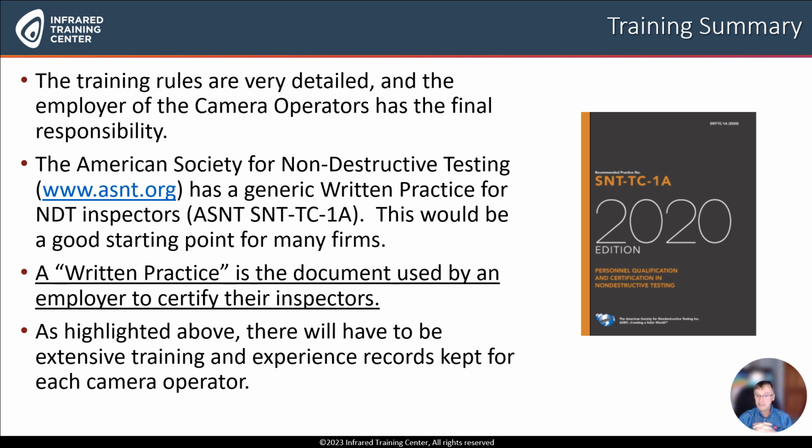And it's a very, very straightforward process to take the information from there, customize it to your individual needs, and have your management sign off and say, here is our certification document. And just as a side note, if you are operating under a written practice and someone says, what makes you certified? And you say, I'm certified to my company's written practice, which meets SNT TC1A, which is, by the way, recognized worldwide as probably the best way to qualify people, okay?